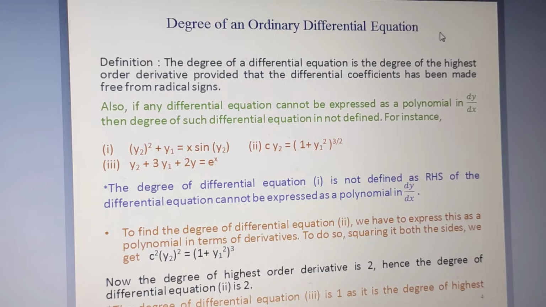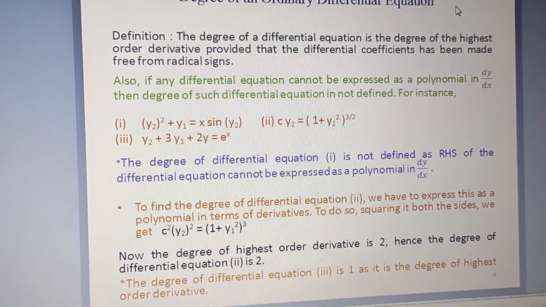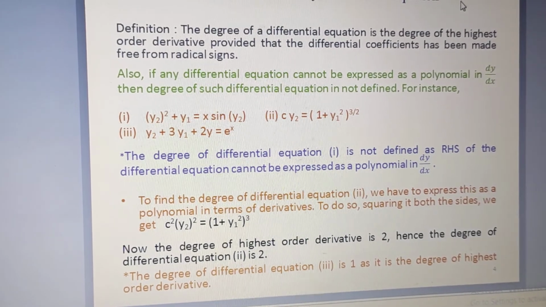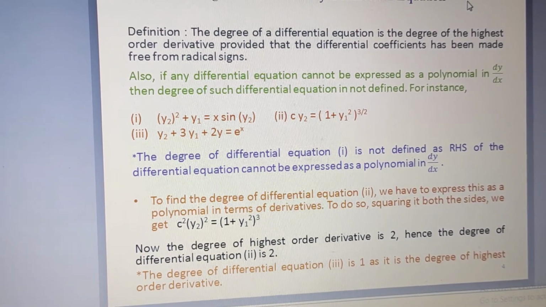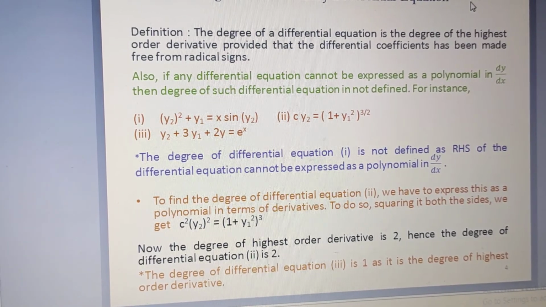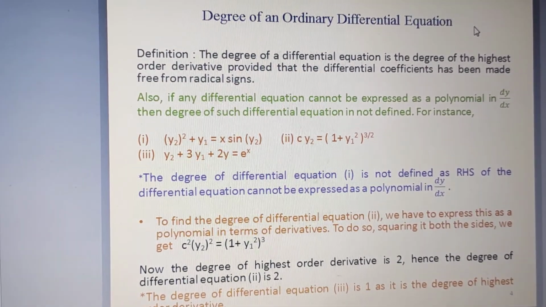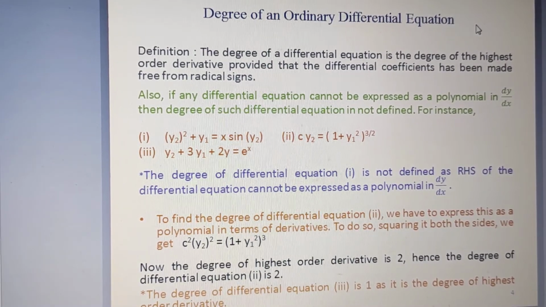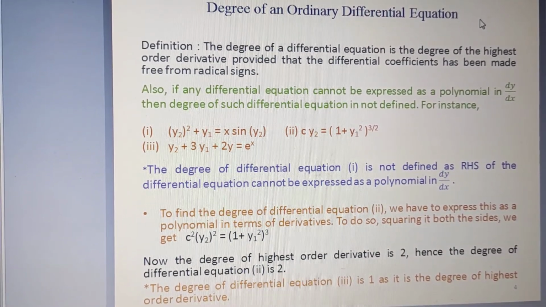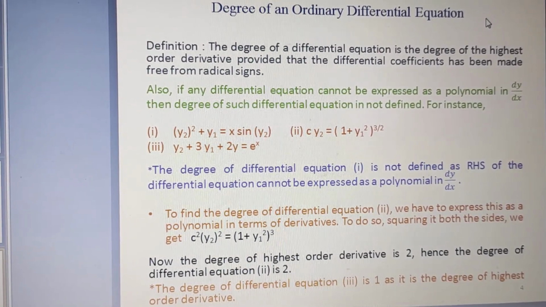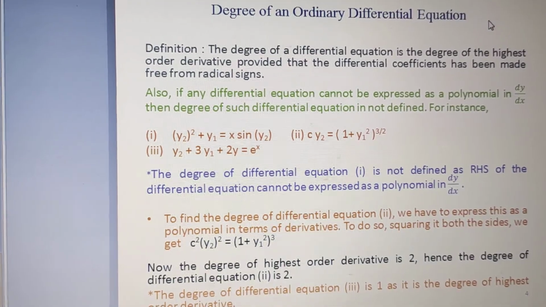Now, the degree of a differential equation. The degree of a differential equation is the degree of the highest order derivative, provided that the differential coefficients have been made free from radical signs. That means it is free from square root, cube root, nth root, power 1 by 4, power 1 by 7, etc. Also, one more thing should be noted: if a differential equation cannot be expressed as a polynomial in the derivatives, then the degree of such a differential equation cannot be defined. It is not defined. Let us take some examples to determine the degree of an ordinary differential equation.